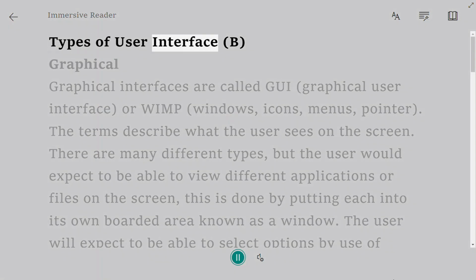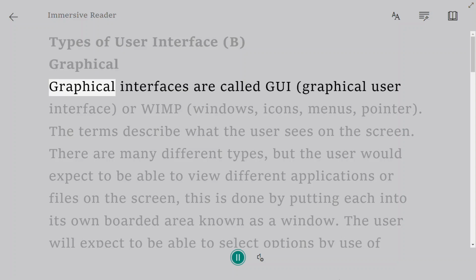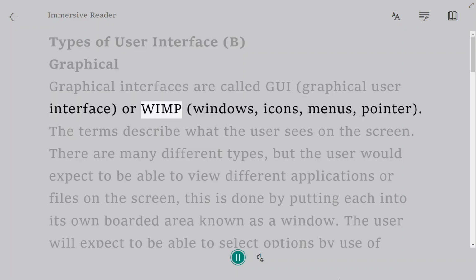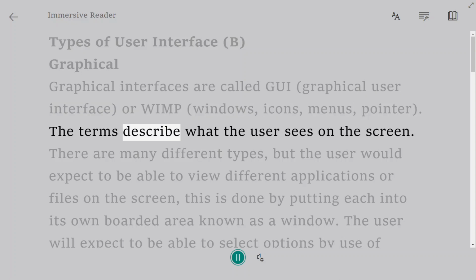Types of user interface. B. Graphical. Graphical interfaces are called GUI, Graphical User Interface, or WIMP: windows, icons, menus, pointer. The terms describe what the user sees on the screen.